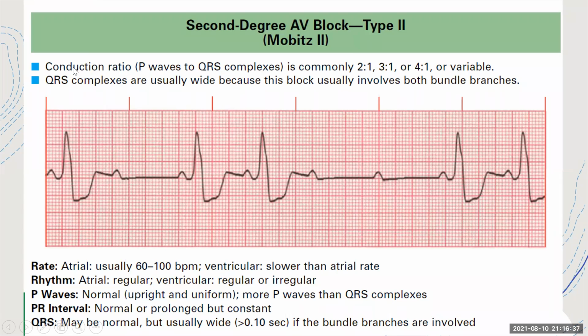So here they have mentioned conduction ratio. You can see there can be 2 P waves and then 1 QRS complex, or maybe sometimes there are 3 P waves and then 1 QRS complex, and sometimes maybe there are 4 P waves coming together, and then you can only find 1 QRS complex. So there's a difference, like ventricular contractions are getting slower in this type. So this is called second degree AV block.